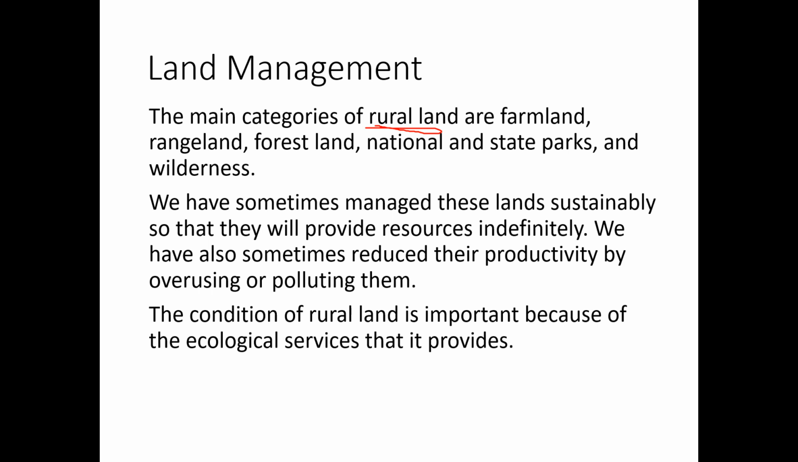You have farmland where you grow your crops, rangeland where the vaqueros hang out, and they have their cows and their cattle and stuff. Then forest land, where all the trees are. Then we have national and state parks. So usually these are maybe prettier areas, maybe in the mountains, or some really unique and beautiful outdoor area that we want to protect and allow other people to come and visit.